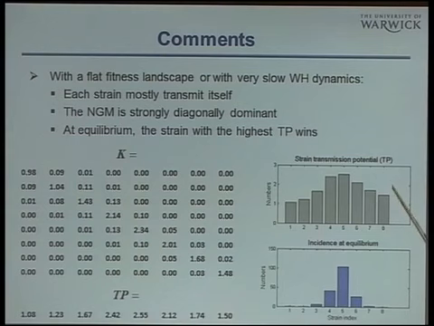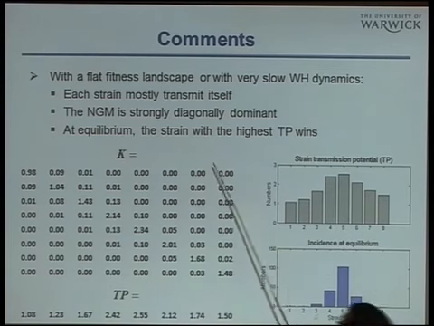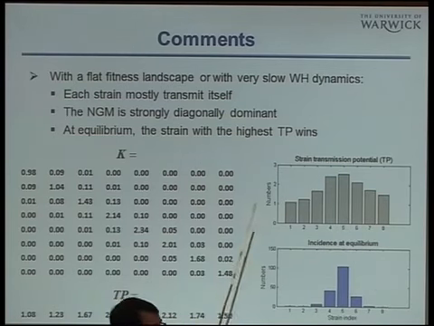So this is the distribution of transmission potentials, and the incidence at equilibrium is dominated by strain 5, by type 5. Does it matter that there's zeros in K? No, it basically means that an individual of type 7 does not generate an individual of type 1.